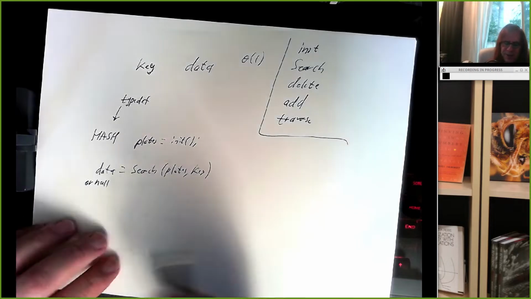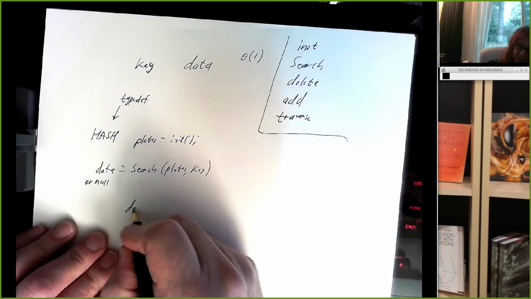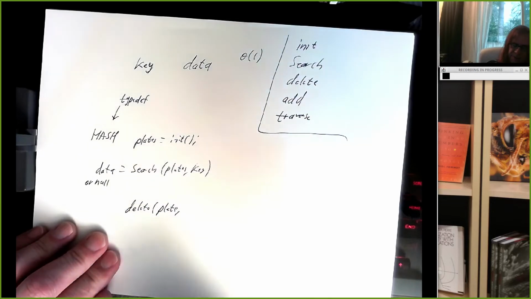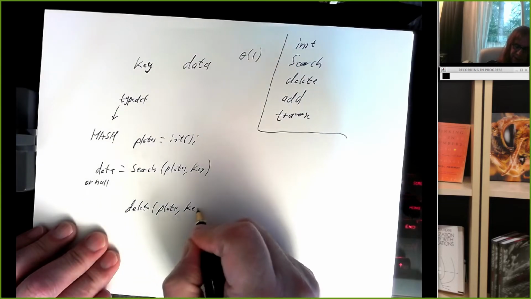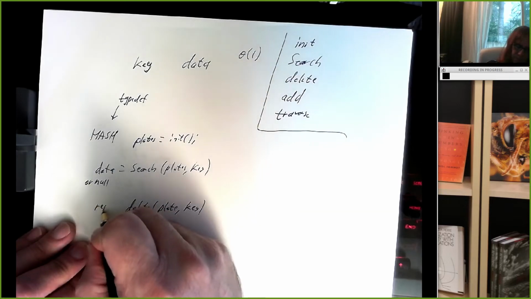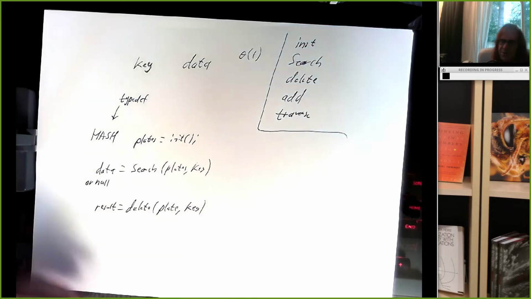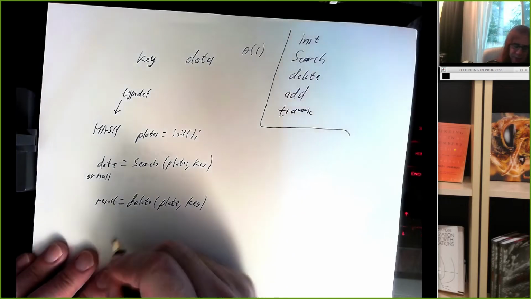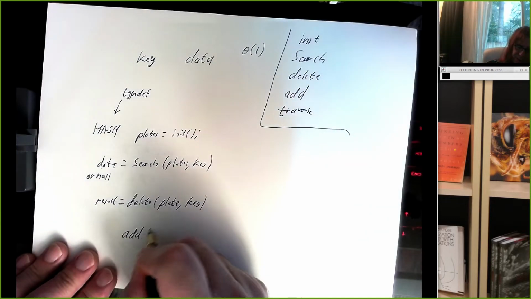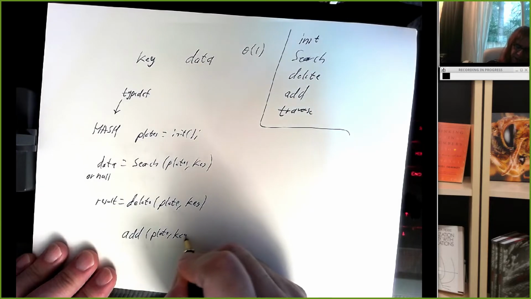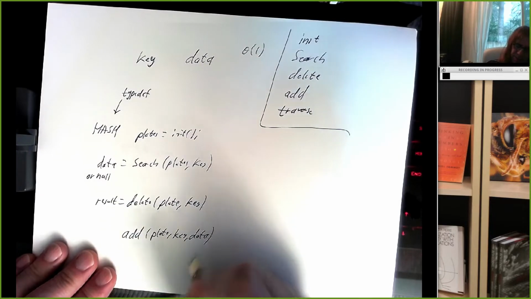And then if we want to delete an entry, we would probably just say delete, put in the name of the hash table, and then the key that we want to delete. And maybe that'll return a success or failure flag. And if you want to add something, just add, and we put in the hash table, and then the key and the data that we want stored.